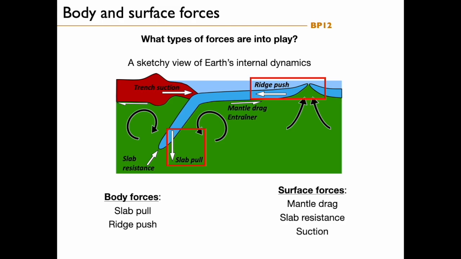There are surface forces, and the surface forces are mantle drag, slab resistance, and suction forces. So if there is a fluid which is being sheared because the plate is moving, so the mantle here is being sheared, there is a shear stress. This induces a mantle drag. If there is a plate motion, if the trench here is moving, it induces a suction of the trench. And for the slab, of course, there is a resistance to the penetration of the slab. This is also a surface force at the tip of the slab.